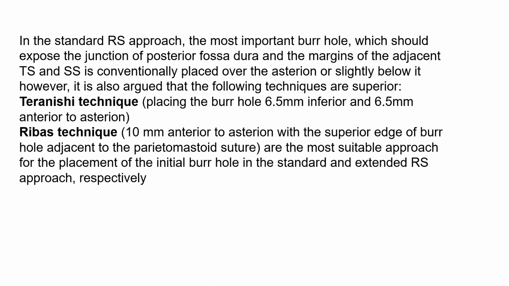In the Tubbs technique, the burr hole is placed 6.5 millimeters inferior and 6.5 millimeters anterior to the asterion, and in the Rhoton technique, 10 mm anterior to the asterion with the superior edge of the burr hole adjacent to the parietomastoid suture. These are the most suitable approaches for the placement of the initial burr hole in the standard and extended retrosigmoid approaches, respectively.